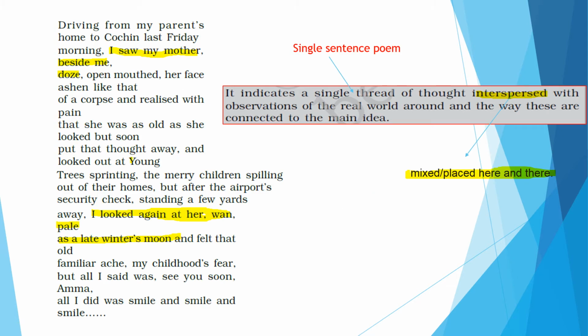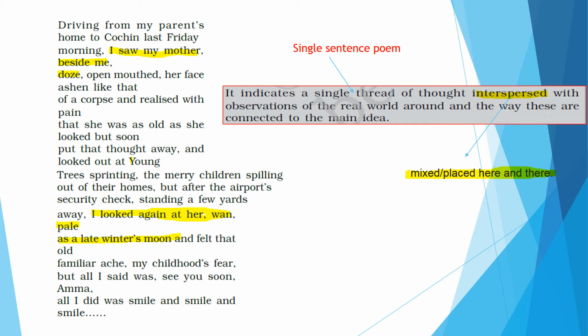If we analyze the structure of this poem, you see that it's in a single sentence. The whole poem is in a single sentence. Lines are not separated with full stops. So it's a single sentence poem. It indicates a single thread of thought interspersed with observations of the real world. Interspersed means mixed or placed here and there. See the single thread of thought, the fear of separation, the childhood fear that the poet had, mixed with observations.